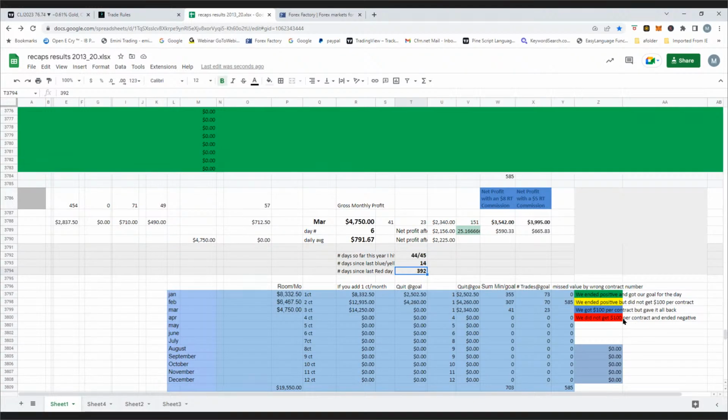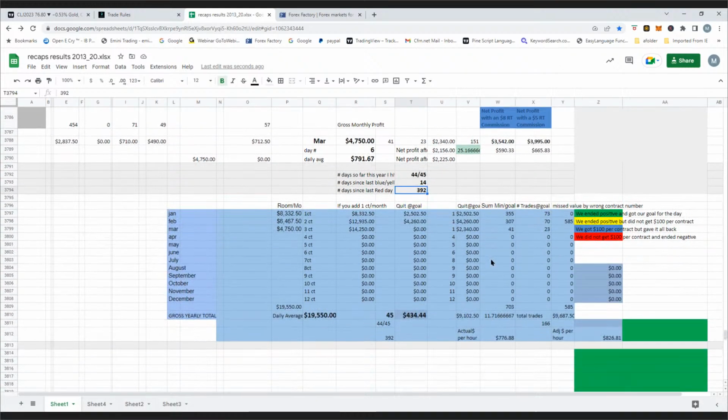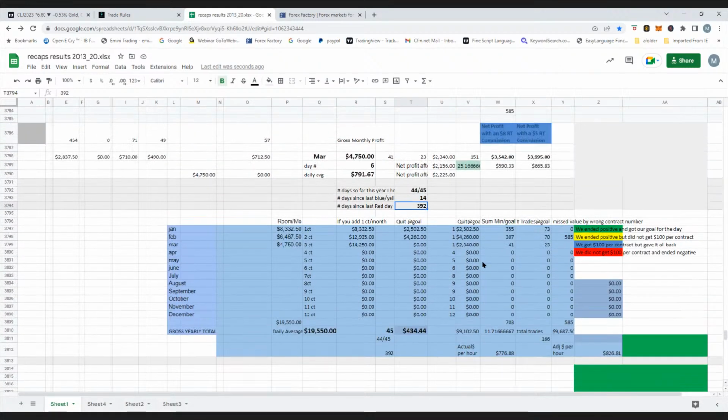A red day means I didn't get the goal for the day and I ended negative. A non-green day, well, in this case, it was a blue day. It means I got the goal for the day, but I gave it all back and ended negative. That was a few weeks ago. Okay, on the year now, we're at $19,550. That's over 45 trading days, averaging $434 per contract per 2-hour trading day.